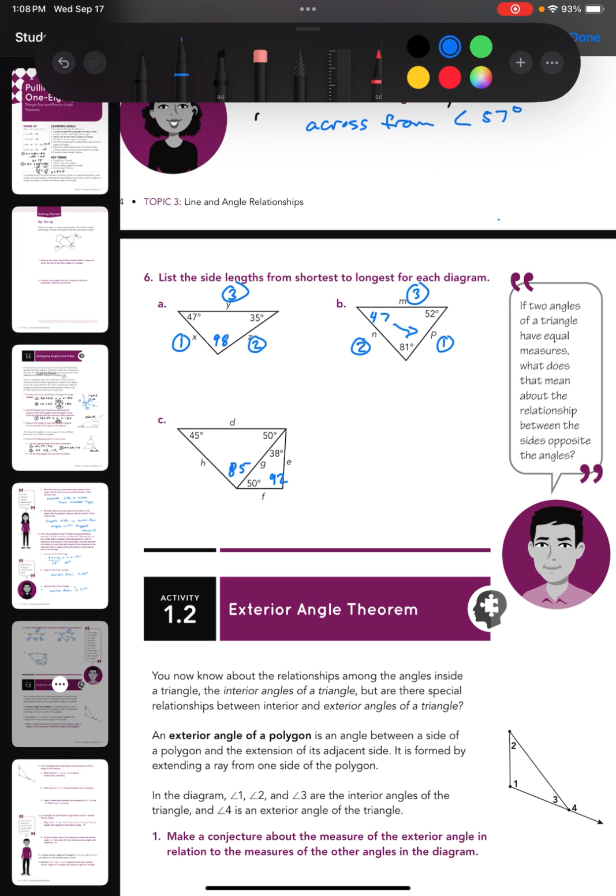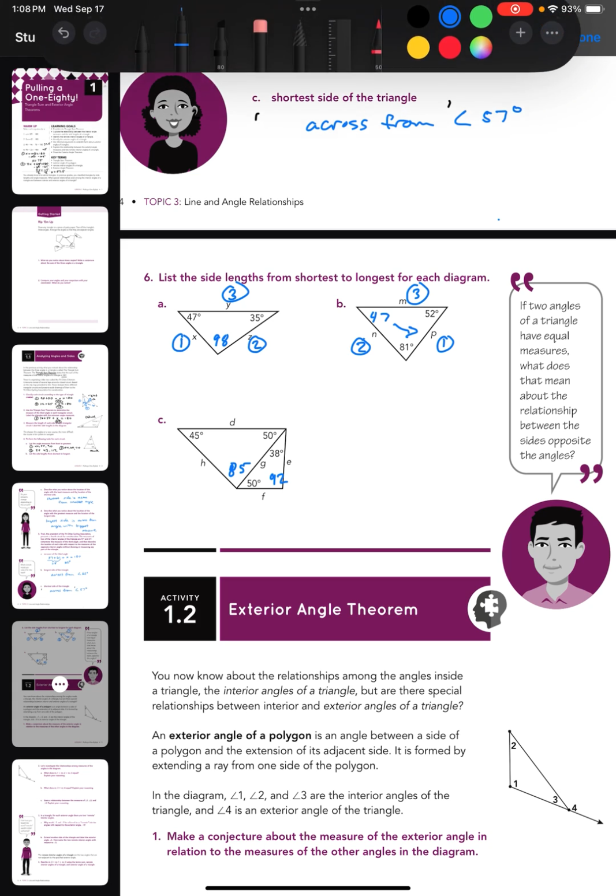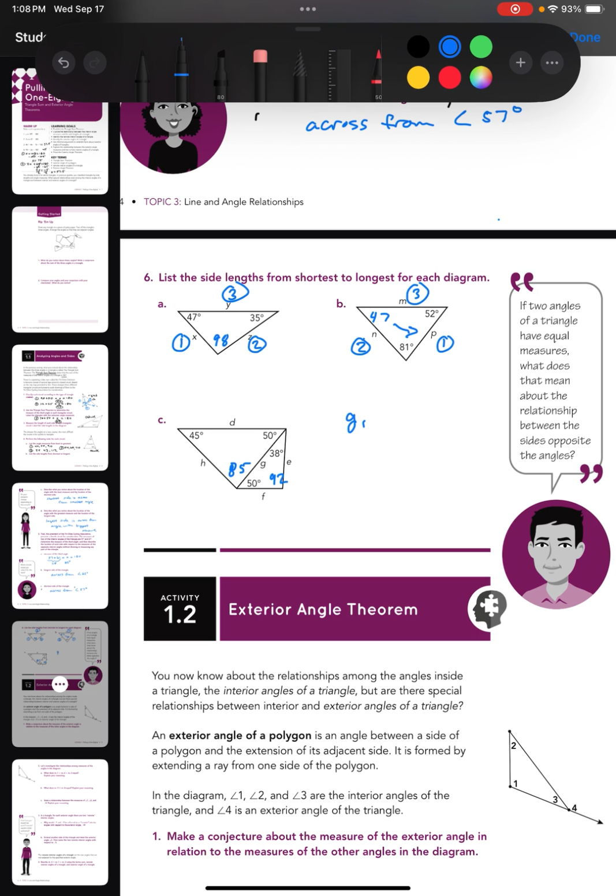Now putting those in order from smallest to biggest, I'll do the triangles separately. So first, the bigger triangle, shortest would be side G. We'll call this triangle 1, triangle 2. So G and then H and then D, across from the angles that correspond to the smallest angle to the biggest angle. And then for the smaller triangle, the shortest side would be F across from 38 degrees, then E across from 50, and then G across from 92. So you notice on one, G is the smallest, on the other, G is the biggest, just due to the size of the triangles.